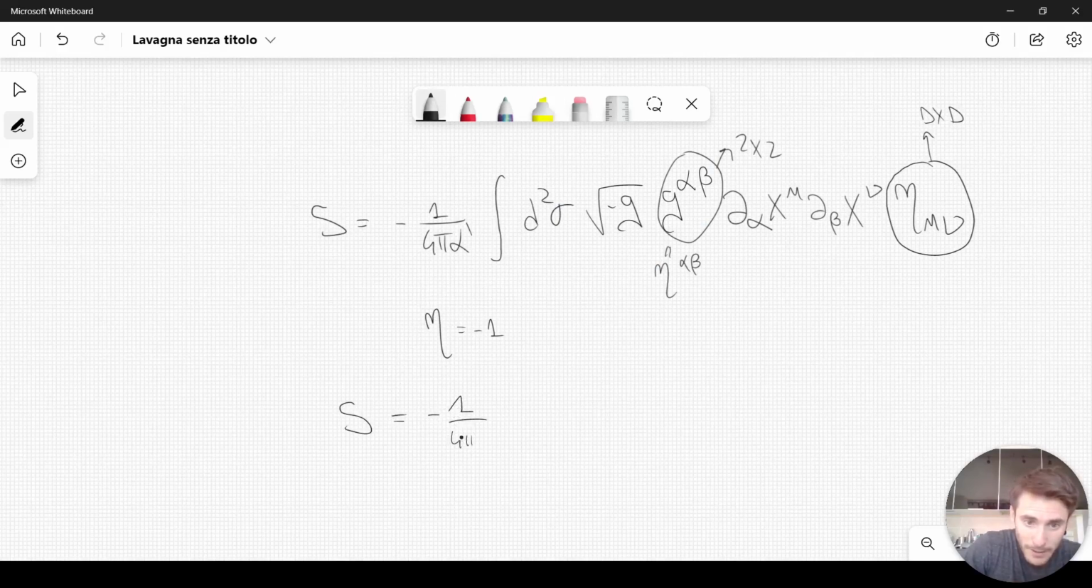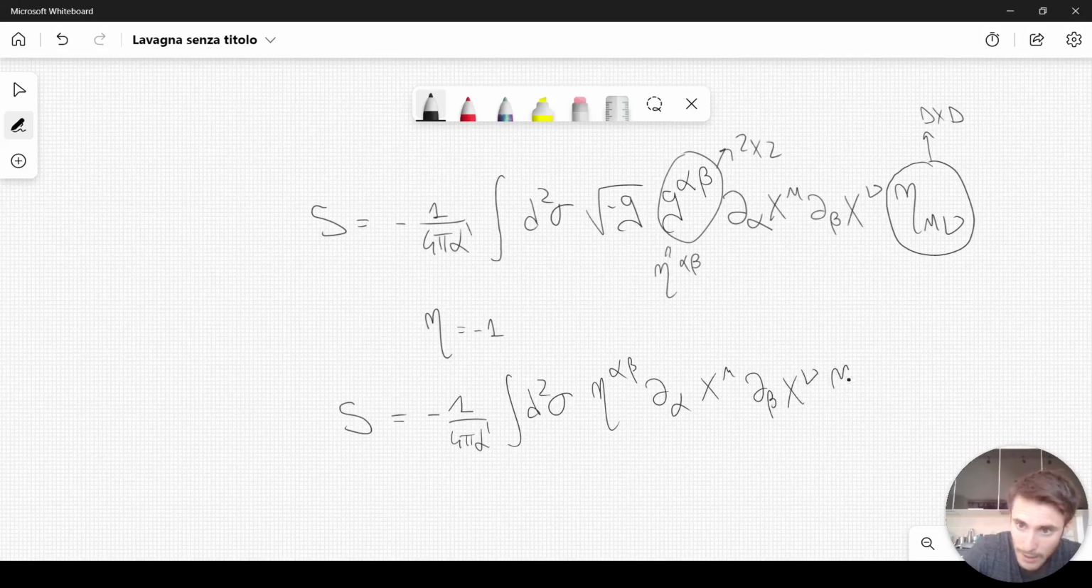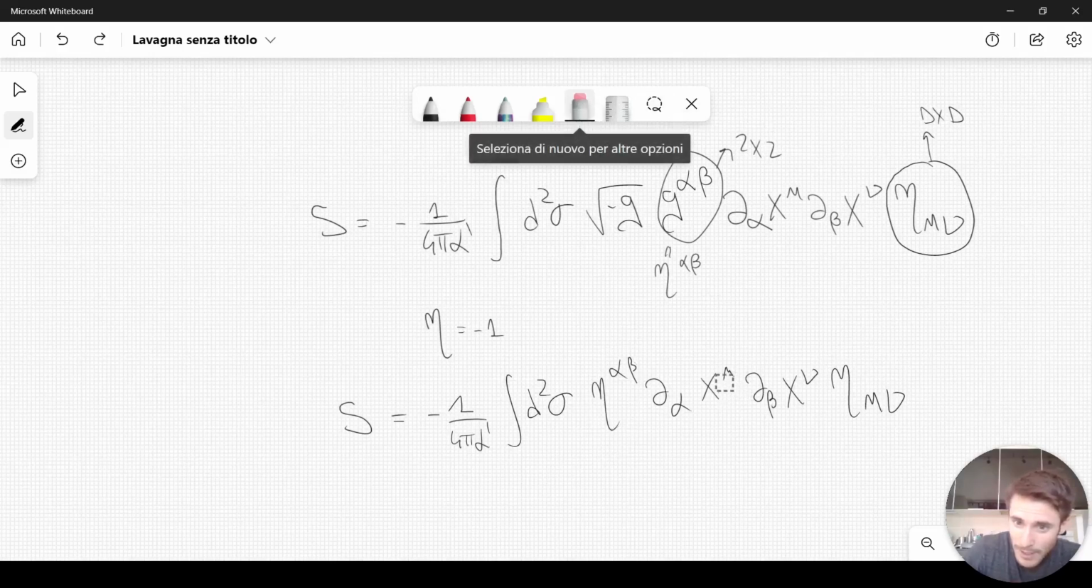over 4 pi alpha prime. Then we integrate d squared sigma eta alpha beta d alpha x mu d beta x nu eta mu nu. So remember that this eta alpha beta is not the inverse of this matrix here, because this matrix is d by d, whereas this is 2 by 2. So you have to keep that in mind.